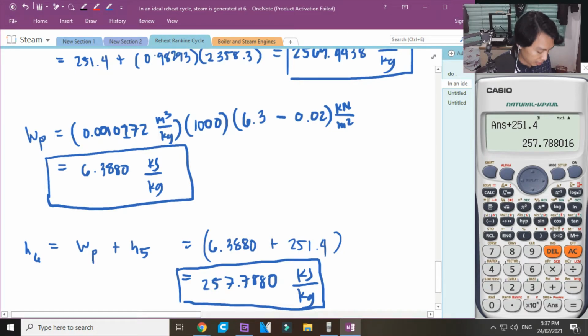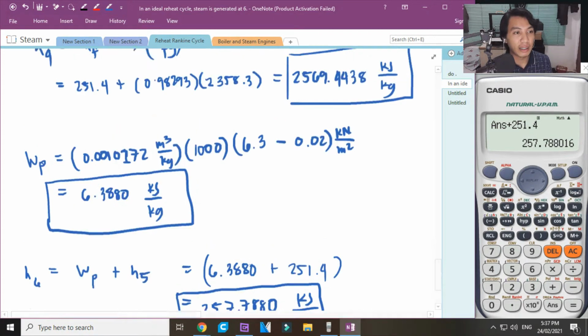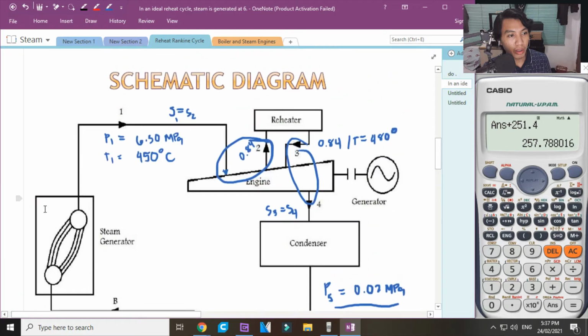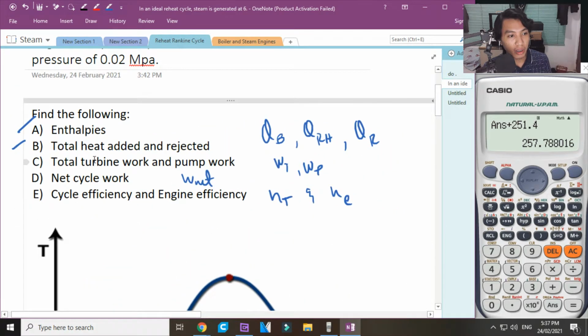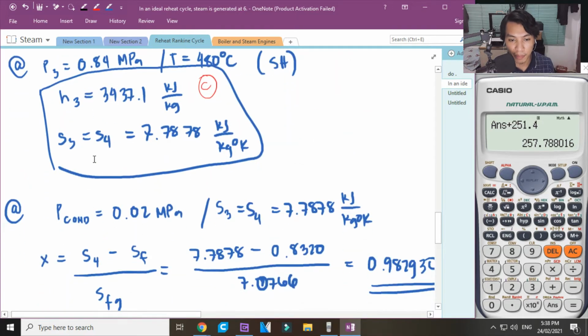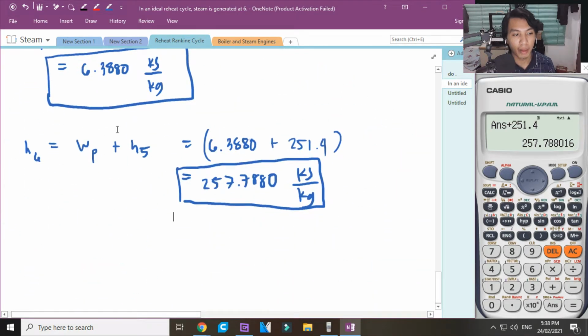What is asked? What is it asking in our second part? The second part asks for the QA and QR. The better way to solve it is to draw the system and make energy balances. So it asks for the total heat added and rejected. Boiler first, letter B: QR, QA total, and QR.